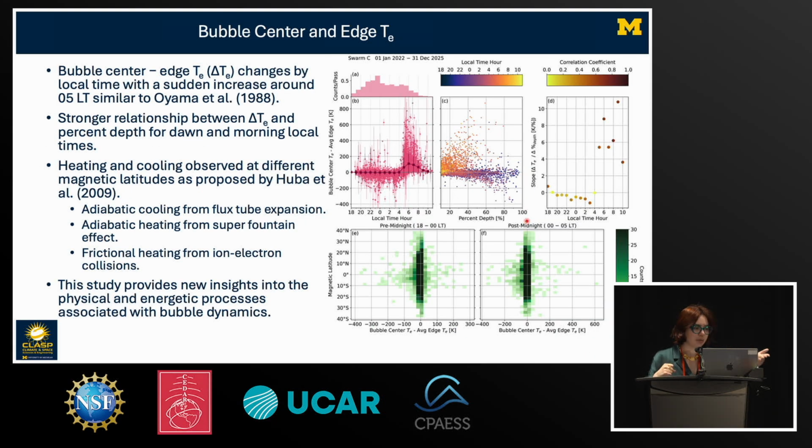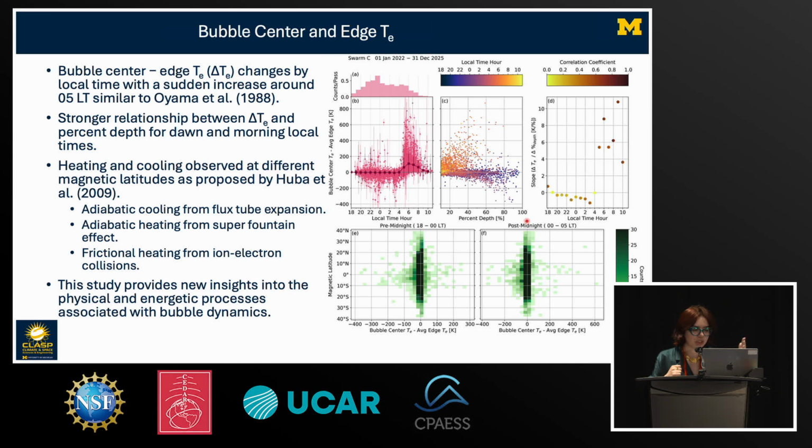Next, I'm going to talk about the change in temperature. By bubble temperature, I mean the temperature at the minimum point in the bubble, versus the edge temperature, the half width of the bubble. That is the change in temperature that I'll be talking about. If we look at panel B, we can see the medians plotted as darker red points, and you can see that there is an increase right around 4 to 5 local time with a maximum around 6 local time. This is consistent with the results from Oyama et al. 1988, who saw something similar and saw a peak around 6:30 local time.